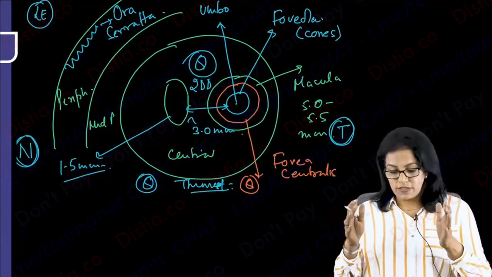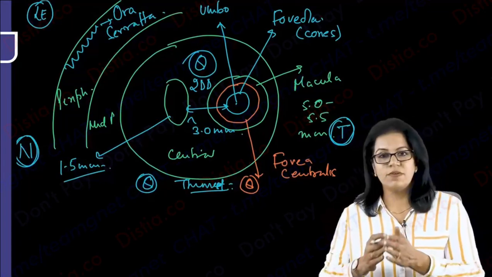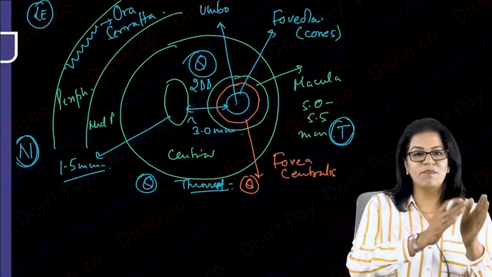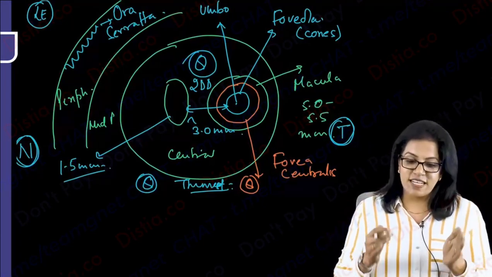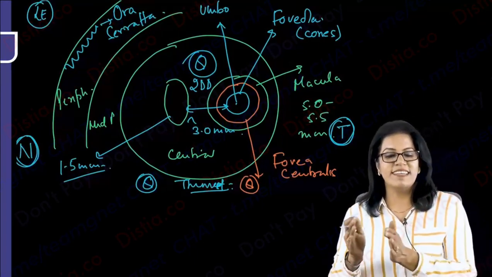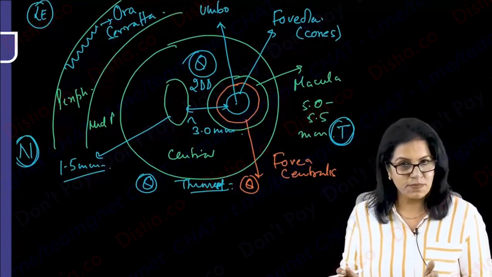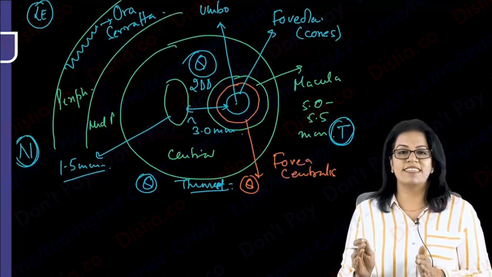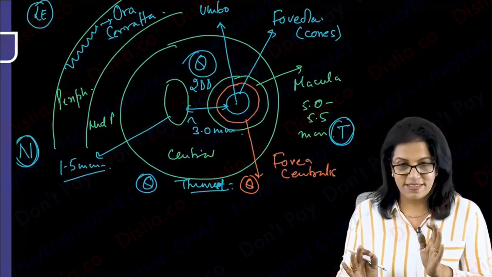So on this diagram, what did you learn? A very quick review: the retina can be central, mid-peripheral, peripheral. The most peripheral part is the ora serrata, right? What else did we learn? The central part has the optic disc of 1.5 millimeters and the macula of 5 to 5.5. Inside the macula, the most sensitive part is the fovea centralis, then comes your foveola and a small depression, the umbo, right?